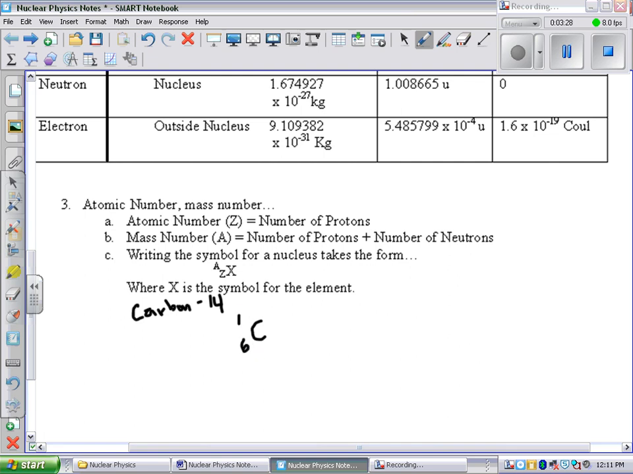This particular brand of carbon has a mass number of 14. That can change. You can have different isotopes with different mass numbers. Most carbon is carbon-12. This carbon is carbon-14. And so this carbon-14, I now know that it has 6 protons because its atomic number is 6. And it's going to have 8 neutrons because the mass number, 14, is the number of neutrons plus the number of protons. So if I subtract 14 minus 6, I get 8.